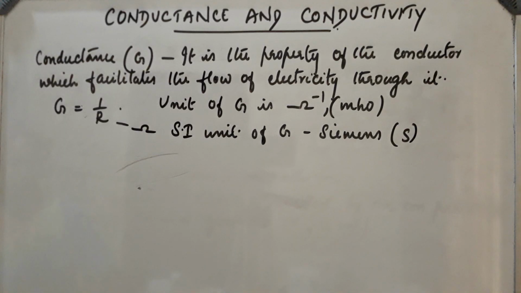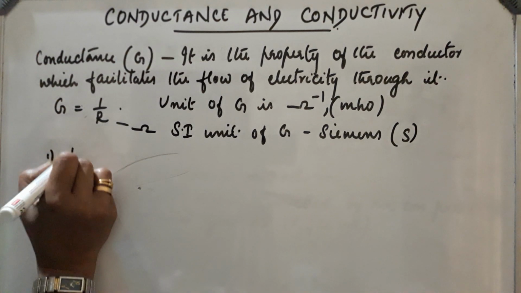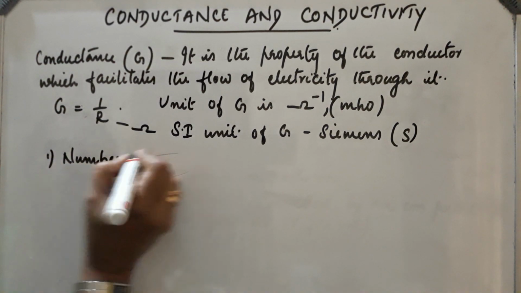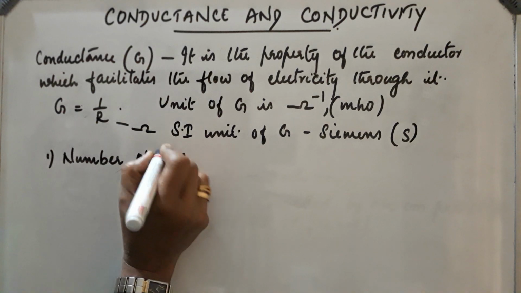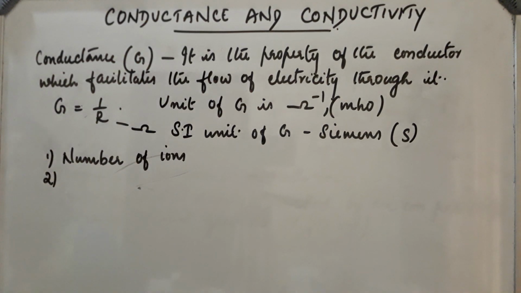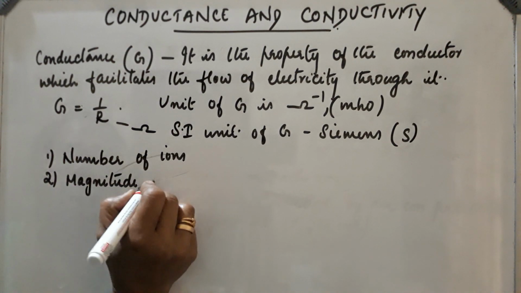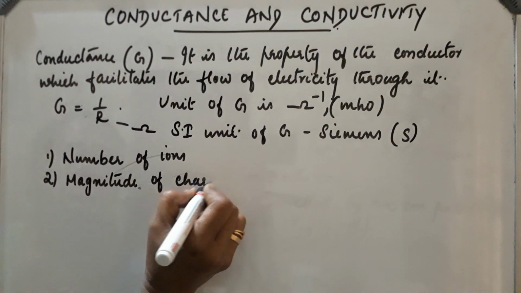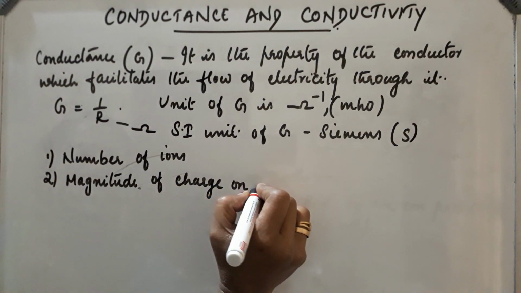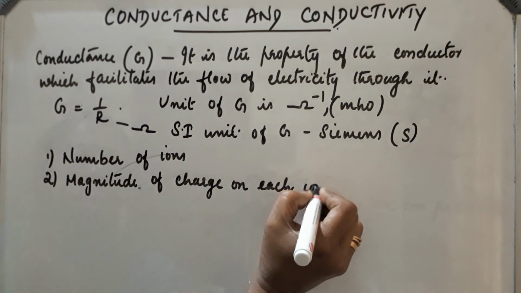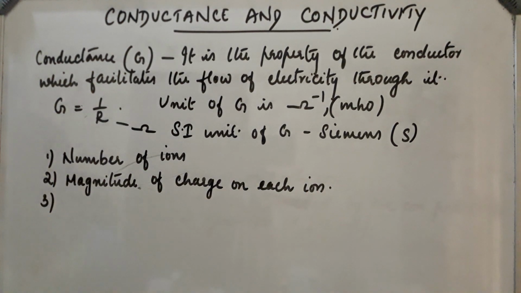Now, the magnitude of conductance depends on three important factors. First, the number of ions present in the electrolytic solution. Second, the magnitude of charge on each ion. Then third, ionic mobility.